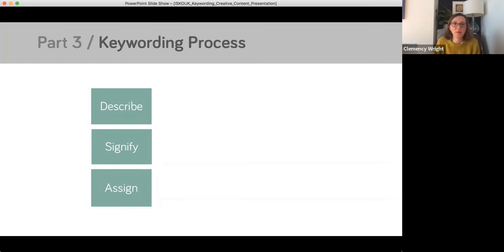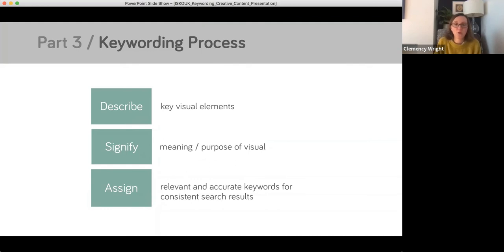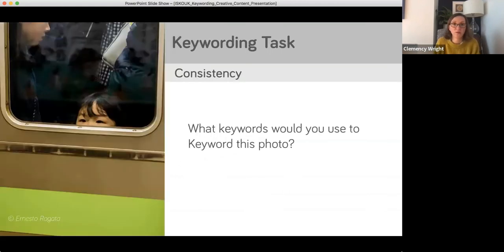So the process looks something like this. To describe the key visual elements, these keywords are literally what we can see happening in an image or a video. Moving into the meaning and purpose of the visual. So again, keywords, but more related keywords to what does that mean and what does that imply? What's the context behind the image? And of course, we need to assign these so that they are relevant and accurate, so that end users can always get consistent search results.